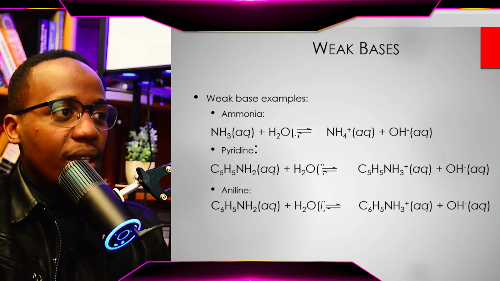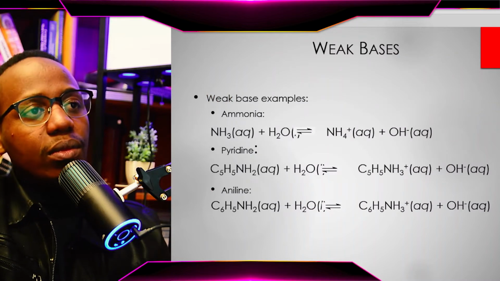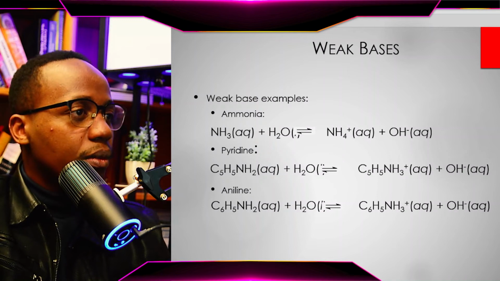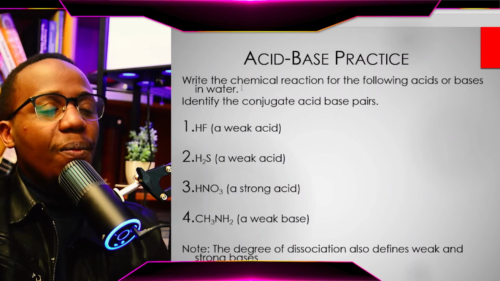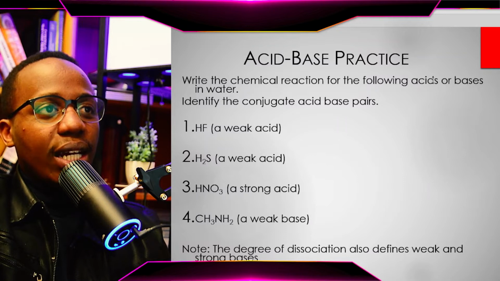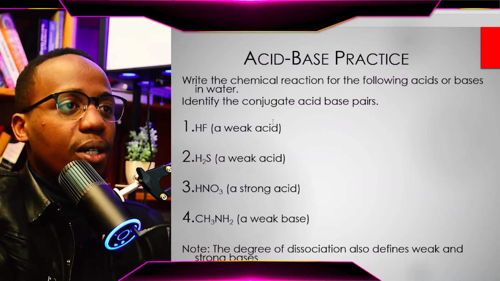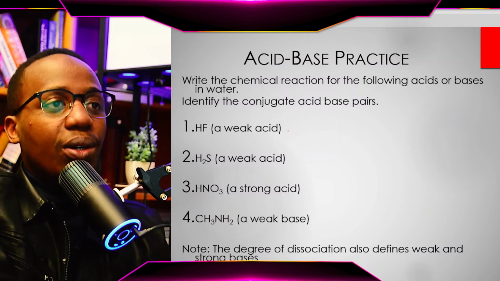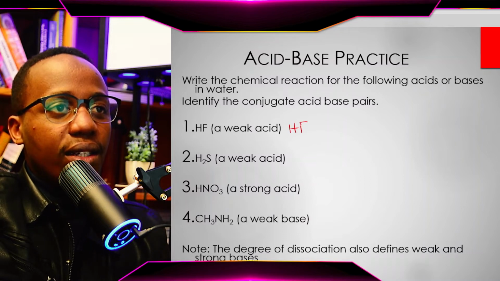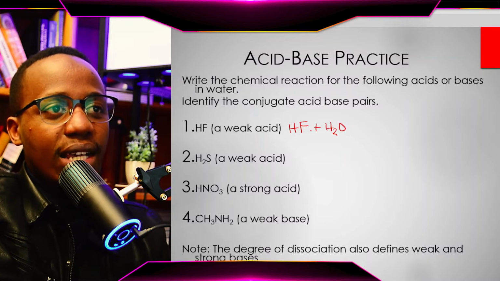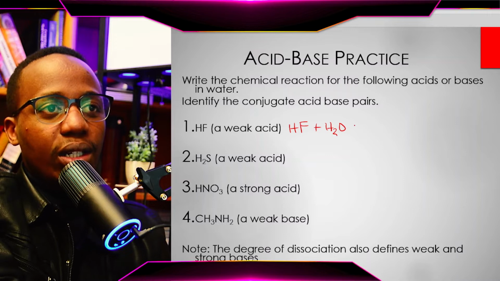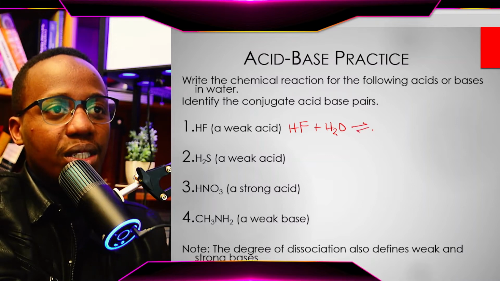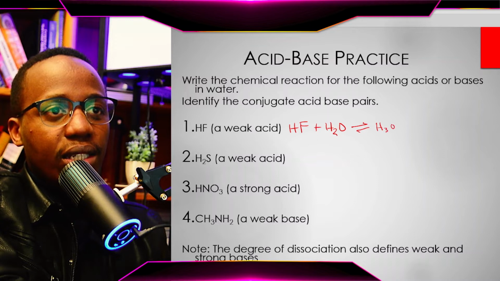So some examples here. Write the chemical reaction of the following acids and bases in water. Let's just look at a few of them. HF, which is a weak acid, they told us what it is. How does it react in water? First of all, the fact that it's an acid means it is going to give its H plus to water, and then it's weak, so it's going to be reversible. So two arrows. It's going to give us H3O plus and F minus.